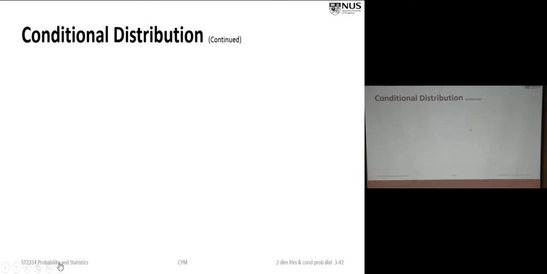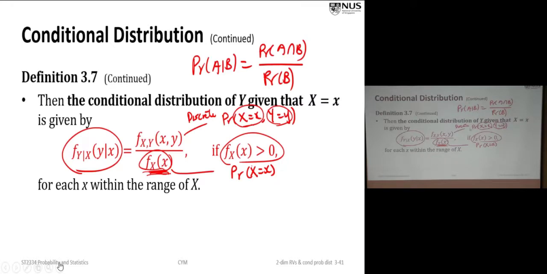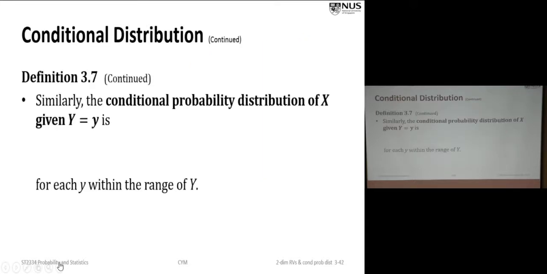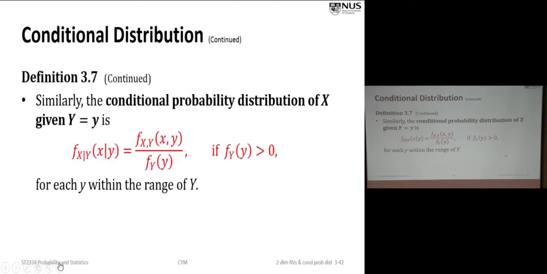So we only consider f of x bigger than 0, for any x within the range of the random variable X. All right? And for y, it's the same thing. So conditioned on y, it will be the joint PDF divided by the marginal of y, given that f of y is bigger than 0.